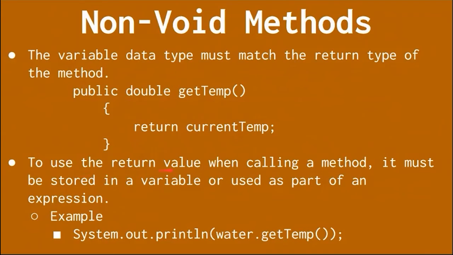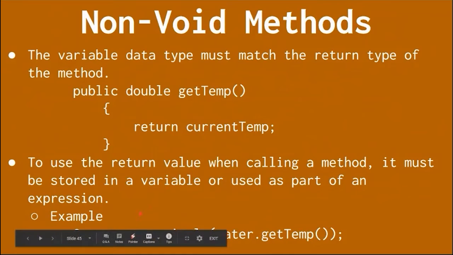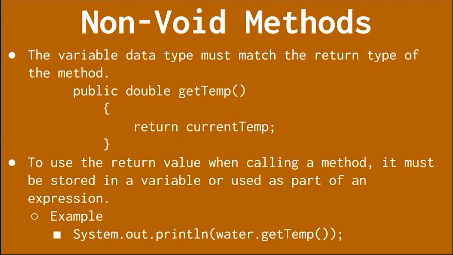To use the return value when calling a method. Okay, so this is an example of actually using that return. So right here, it's going to return or spit out, I always just say spit out, the current temp. If you notice with the printout, it says water.getTemp. So it's going to run getTemp and then spit out whatever's there. If you try to do this on a void method, it would be an error. Okay, but now it's using that return keyword to spit something out of that method.